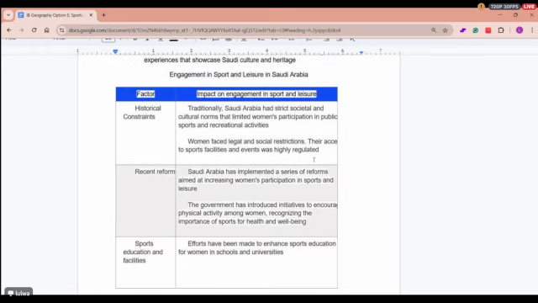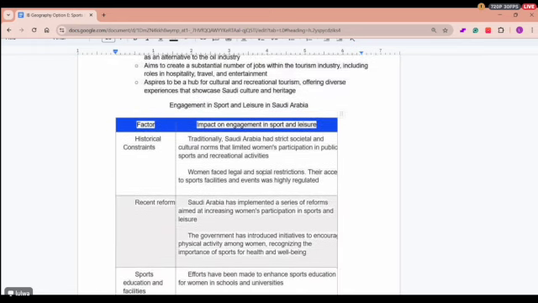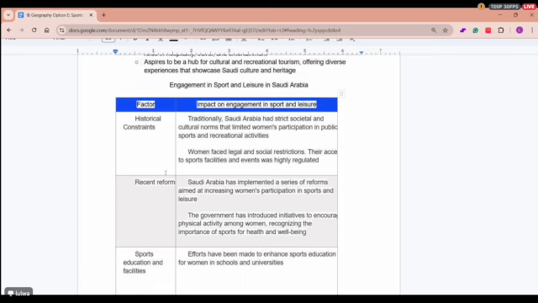And so here are the factors for engagement of sports in Saudi Arabia. You have historical constraints, because traditionally Saudi Arabia had strict societal and cultural norms that limited women's participation in public sports and recreational activities. Women faced legal and societal restrictions, and so their accessibility to sports facilities and events was highly regulated.